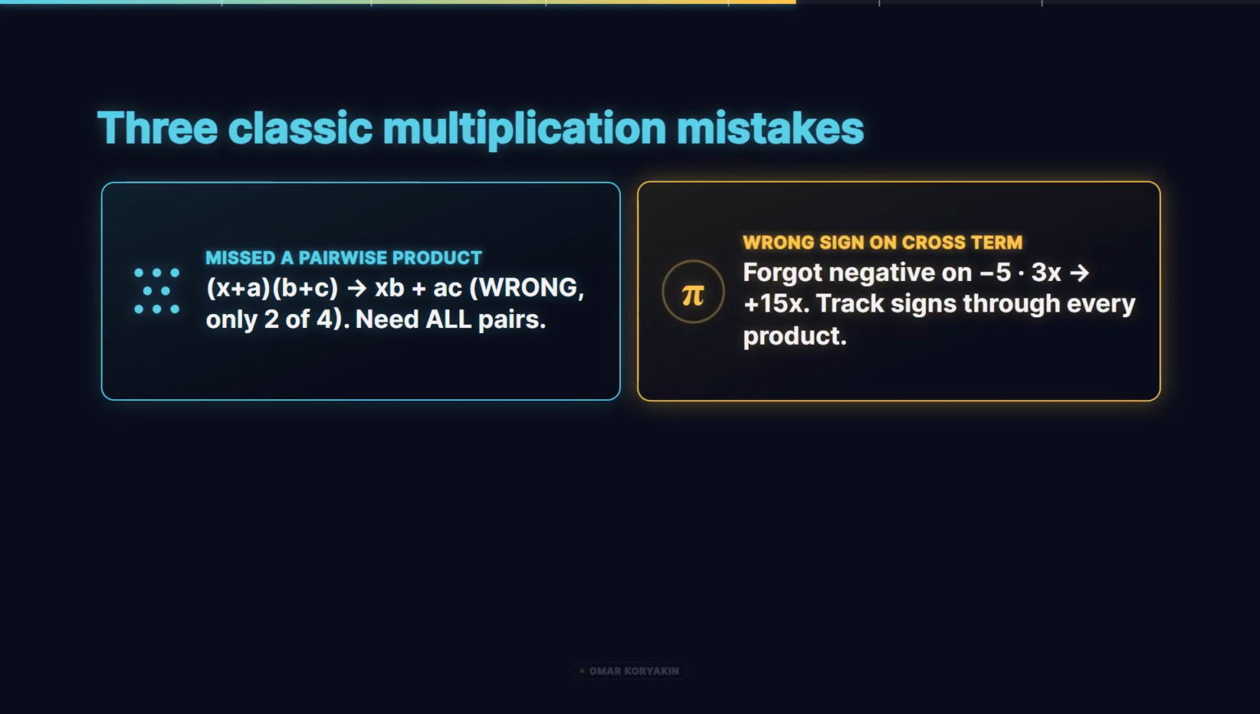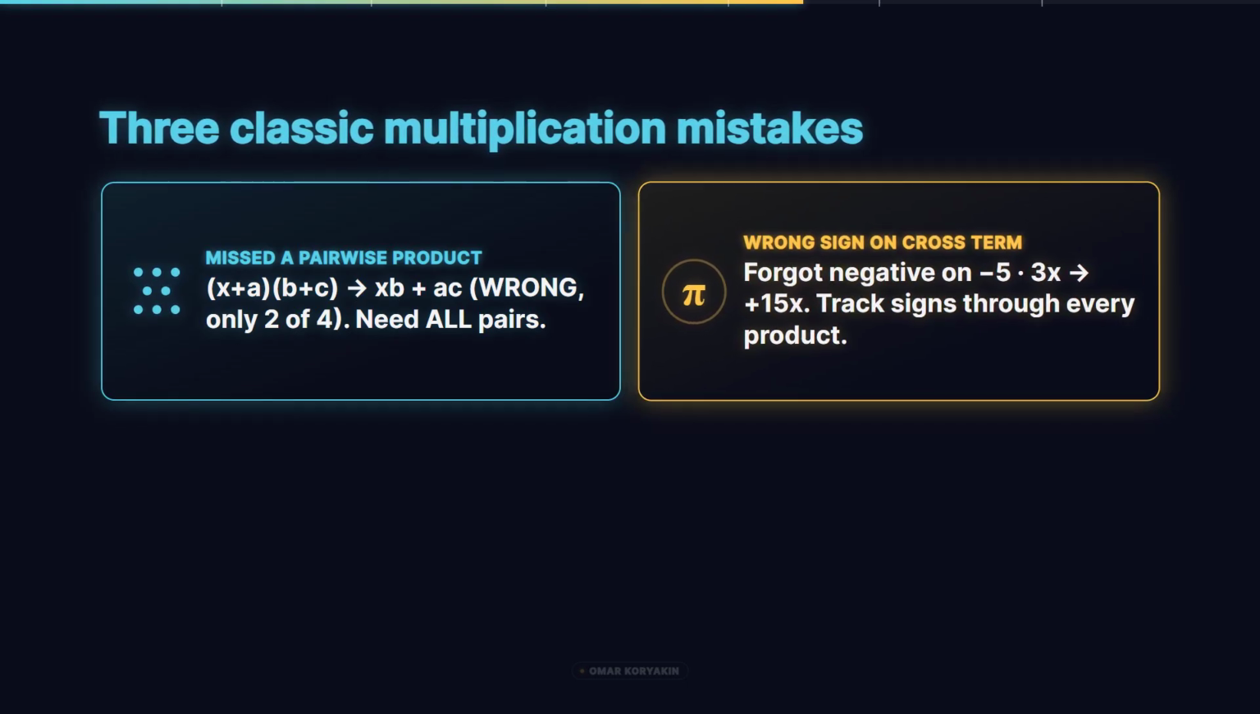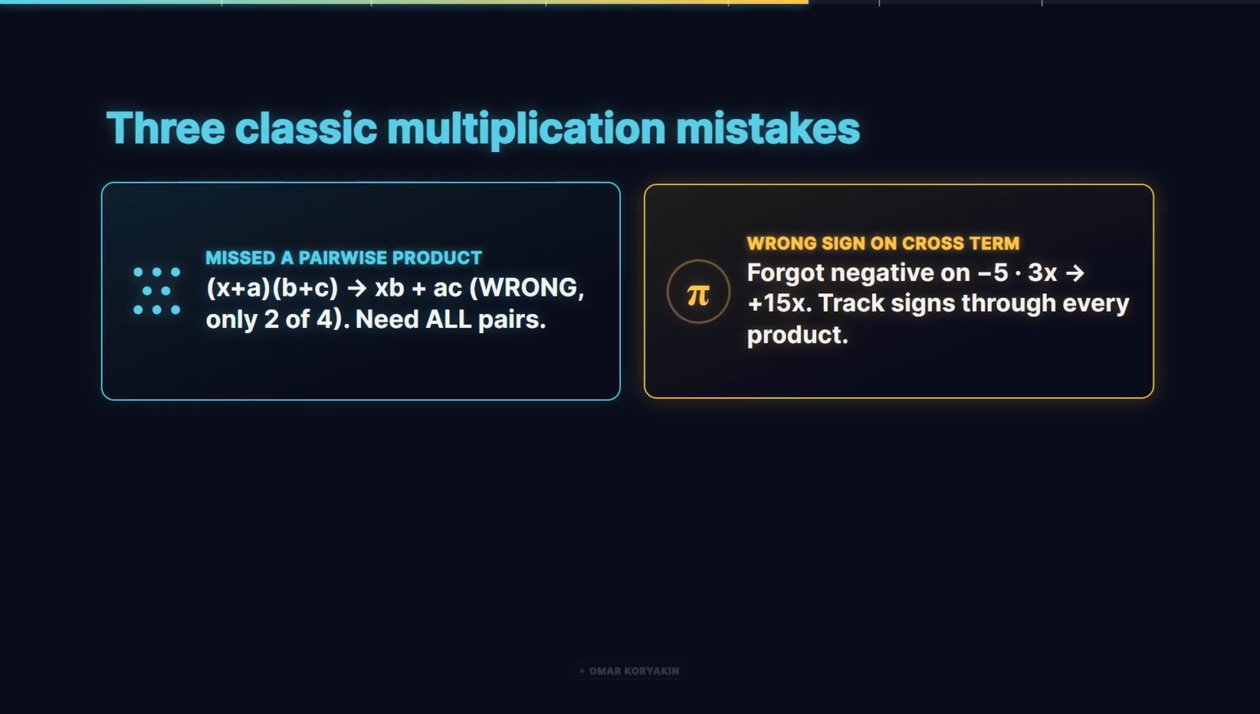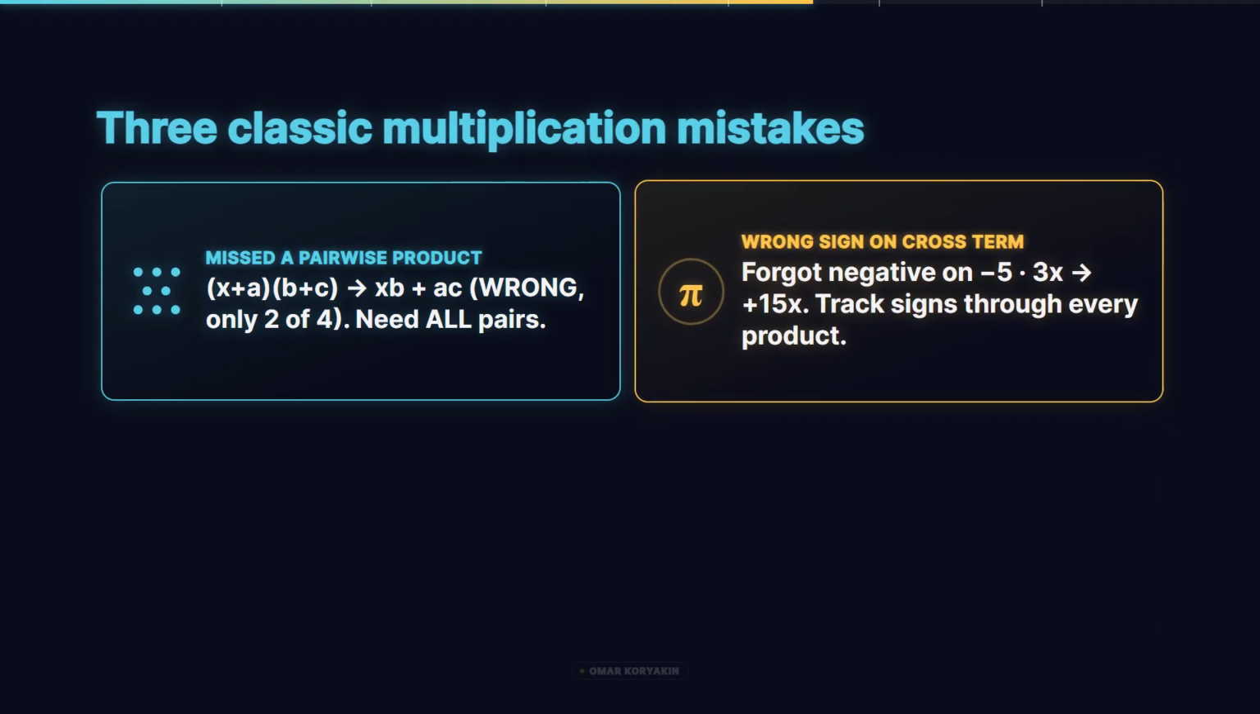Second mistake: dropping a sign during one of the pairwise products. A student multiplies negative 5 times 3x and writes positive 15x, forgetting that negative times positive is negative. Sign errors compound and corrupt the final answer.